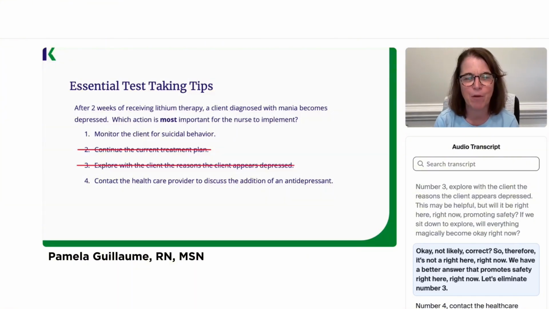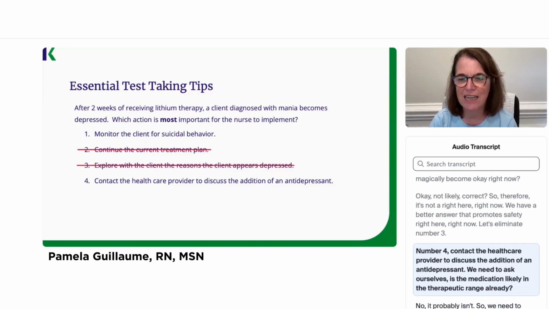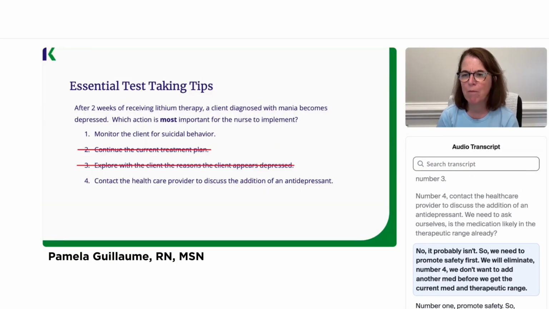Let's eliminate number 3. Number 4, contact the healthcare provider to discuss the addition of an antidepressant. We need to ask ourselves, is the medication likely in the therapeutic range already? No, it probably isn't. So we need to promote safety first. We will eliminate number 4. We don't want to add another med before we get the current med in therapeutic range.